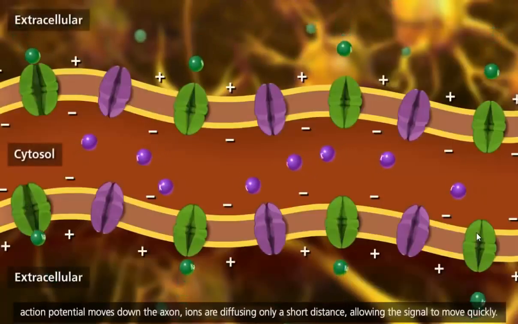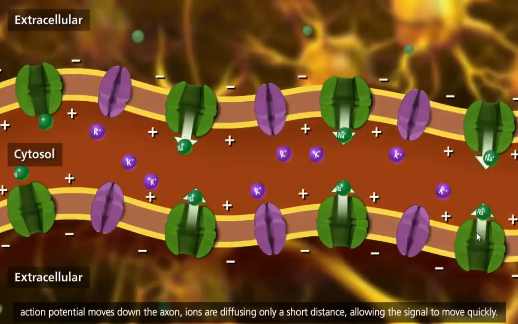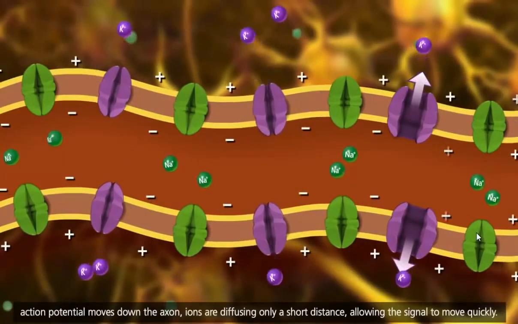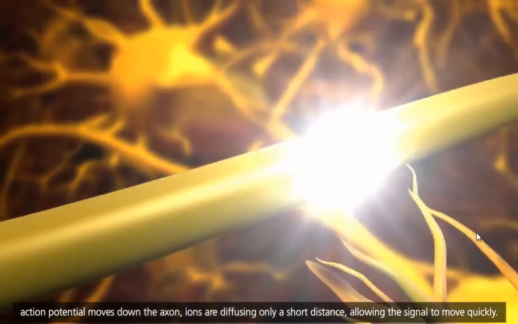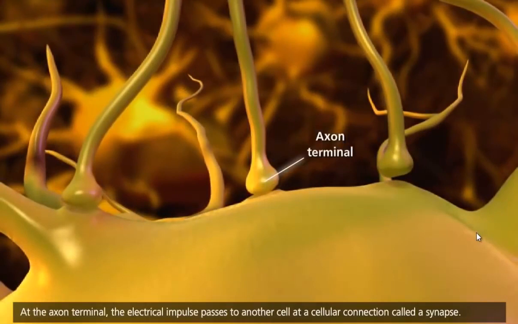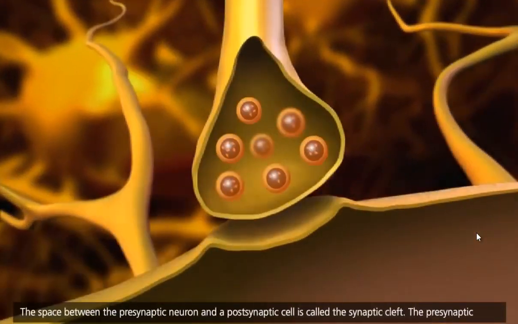As the action potential moves down the axon, ions are diffusing only a short distance, allowing the signal to move quickly. At the axon terminal, the electrical impulse passes to another cell at a cellular connection called a synapse. The space between the presynaptic neuron and a postsynaptic cell is called the synaptic cleft.